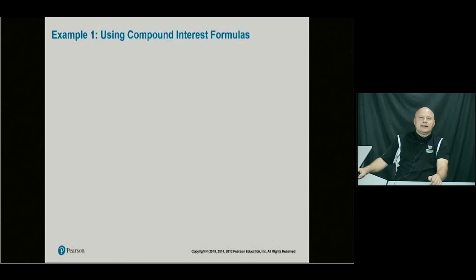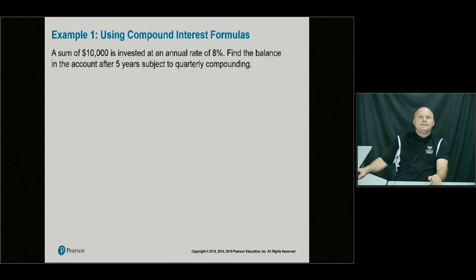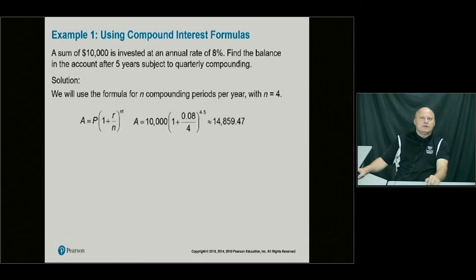Alrighty. So let's look at an example using compound interest formulas. A sum of $10,000 is invested at an annual rate of 8%. Find the balance in the account after 5 years subject to quarterly compounding. So remember, n is 4. So we will use the formula for n compounding periods per year, with n equals 4. So we just plug everything into the formula.